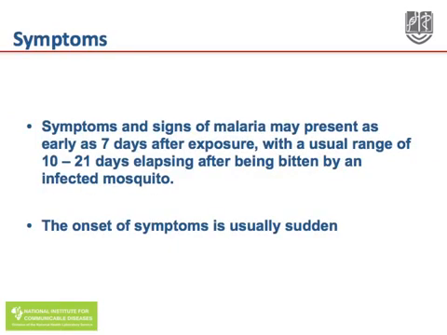Symptoms and signs of malaria may present as early as 7 days after exposure, with a usual range of 10 to 20 days elapsing after being bitten by an infected mosquito. Longer incubation periods are noted in some cases of falciparum malaria, particularly in patients who've been taking some form of prophylaxis which has not been effective, or they've not taken it in a compliant way, or they may be on other antibiotics which may have some mild antiplasmodial effect. The onset of symptoms is typically sudden.